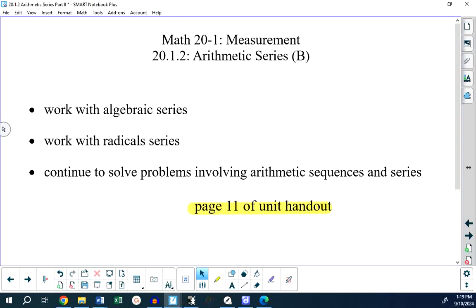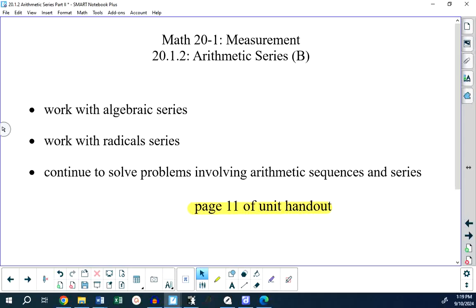Looking like this is on page 11 of your unit handout. And today is the final day where we're dealing with arithmetic. Starting tomorrow, we're going to be dealing with not arithmetic sequences, not arithmetic series, but geometric series and sequences. So today what we're doing is just more work with algebraic series and radical series. So I shouldn't say more work.